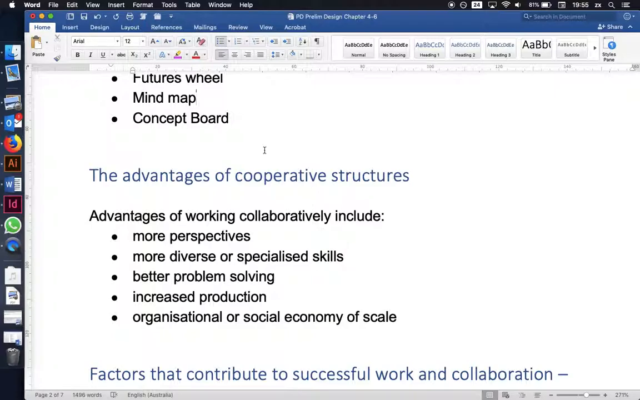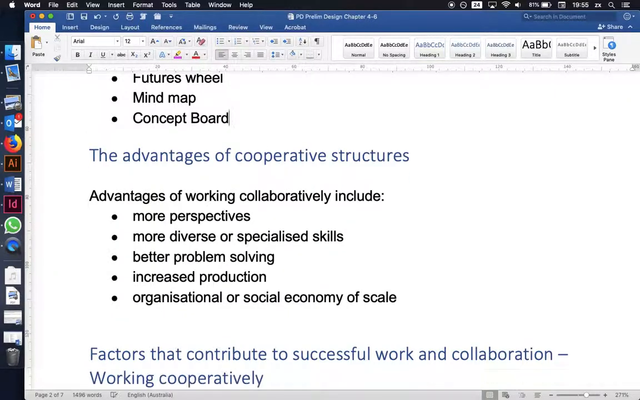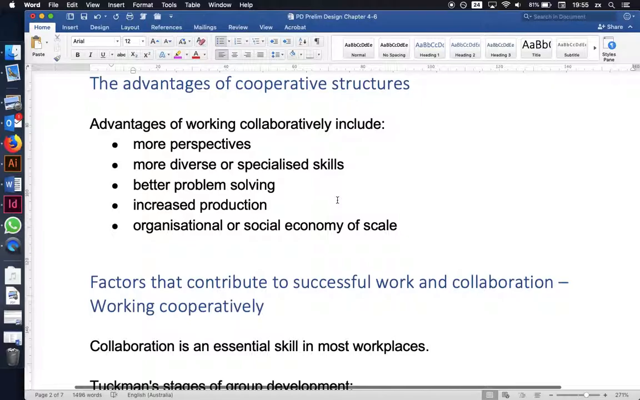Okay, so the advantages of cooperative structures. This is where we're thinking about why we want to do group work. In high school and university, you'll have to do group work in this subject, and you'll most likely have to do group work at university. The reason is that almost everyone has to work in a group environment at some point, and employers will often ask people about their group work experiences. We want to have employees who are able to work with others.